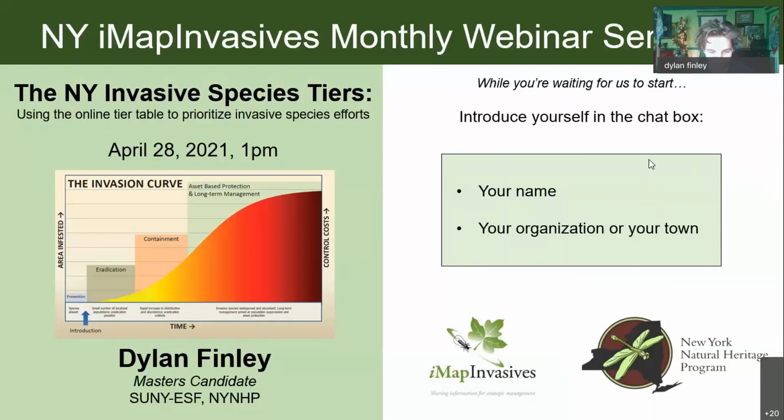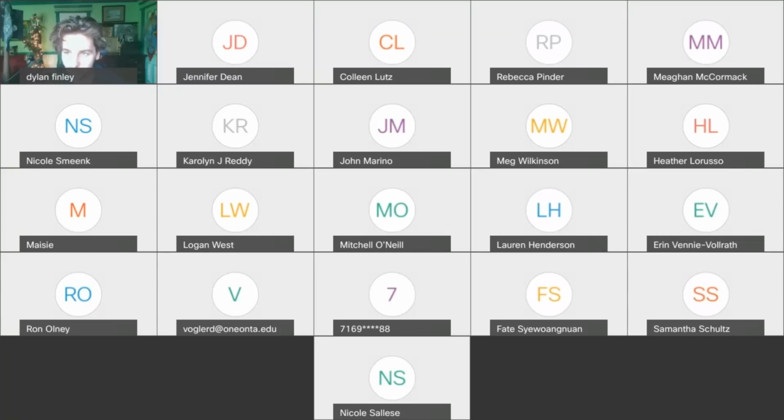You do have co-host. Maybe I'll stop sharing. Maybe that'll let you. Nope, still grayed out. I'll turn you into the presenter. Okay. Okay, now I can share. Awesome. Thanks for the patience, everyone.